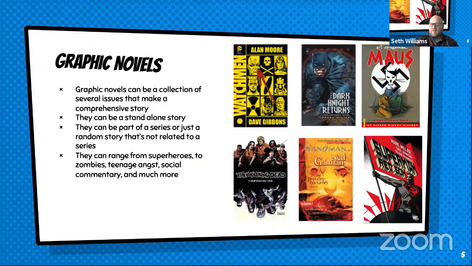Maus is about the author of it. He's a comic strip writer, and his father was a prisoner in the concentration camps, so he's writing about his father's experience. So hopefully, we will get to this graphic novel when we can. Walking Dead is one of the ones where there's a lot of different issues, and then they combine them into one volume. This is the one I was referring to, Neil Gaiman, the Sandman.